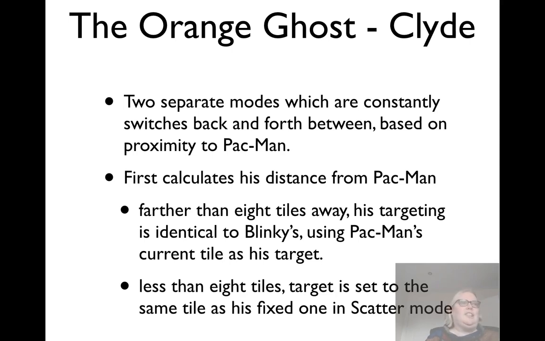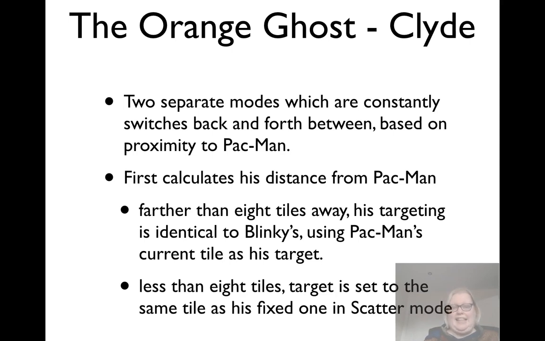The orange ghost, Clyde, has 2 separate modes which are constantly switched back and forth based on how close he is to Pac-Man. First, calculate his distance from Pac-Man. If it's further than 8 tiles away, his target is identical to Blinky's, and that is, it's trying to get directly to Pac-Man and it uses that as a target.